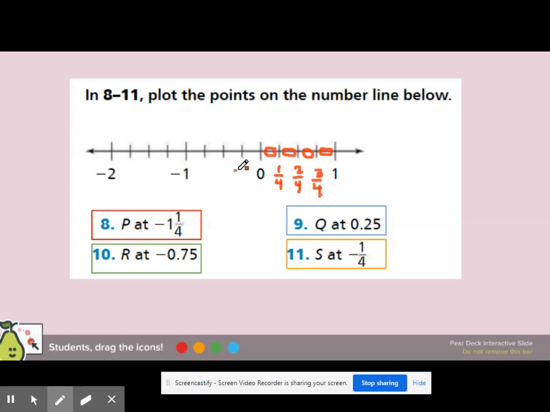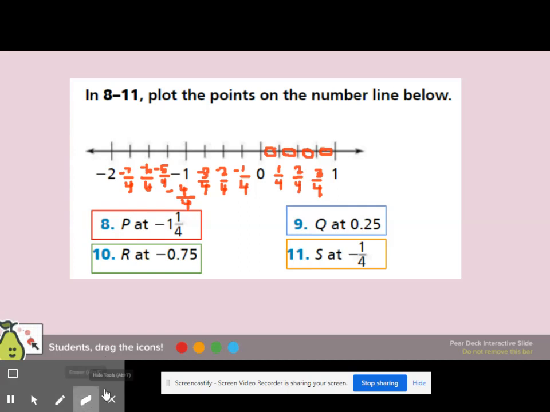So this one is going to be negative 1/4, negative 2/4, negative 3/4. This is negative 4/4 because it's a whole, negative 5/4, negative 6/4, negative 7/4. Okay, so all I did was label my number line because that's going to help me figure out location. So let's start with my red circle. My red circle is negative 1 1/4.